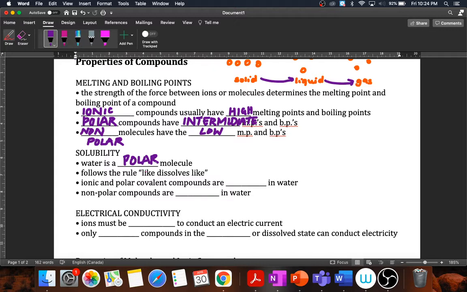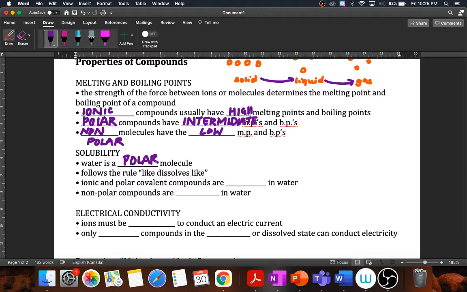And in terms of solubility, you can always follow the rule like dissolves like, right? And even if you remove water out of the equation, any solute will dissolve in a solvent if it's like in polarity. So non-polar solutes will dissolve in non-polar solvents, and polar solutes will dissolve in polar solvents, right?